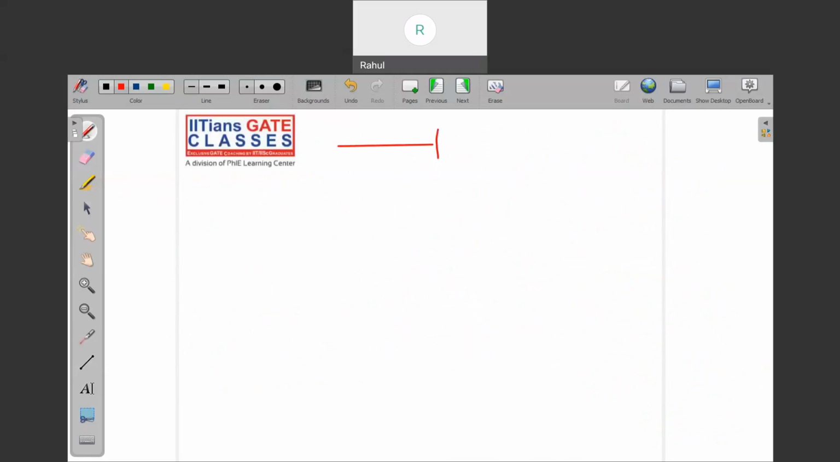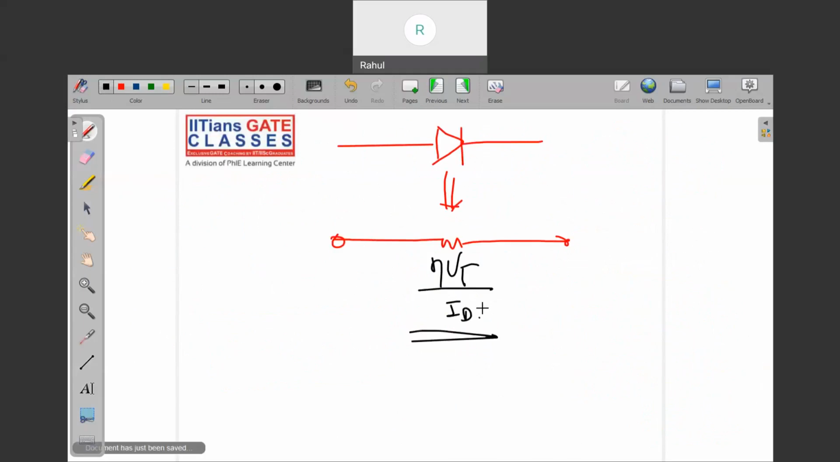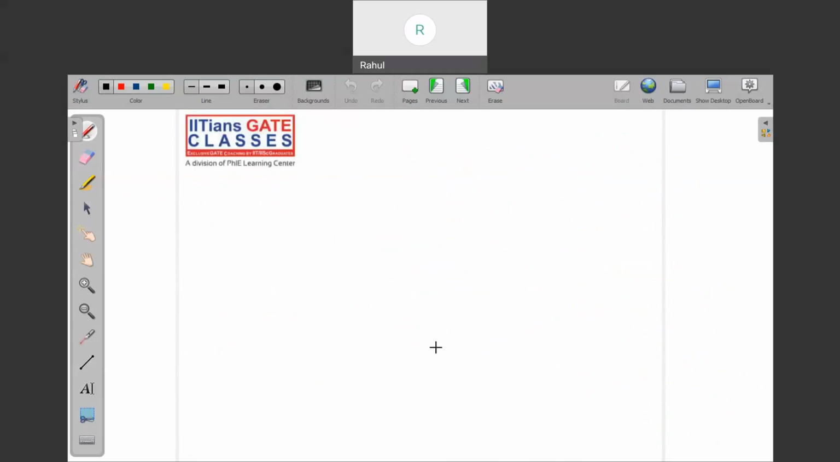So your diode will be present here, and its AC equivalent is ηVT by ID, where ID is the DC current of the diode. So this is the small signal analysis of a diode. You have to keep this in mind.